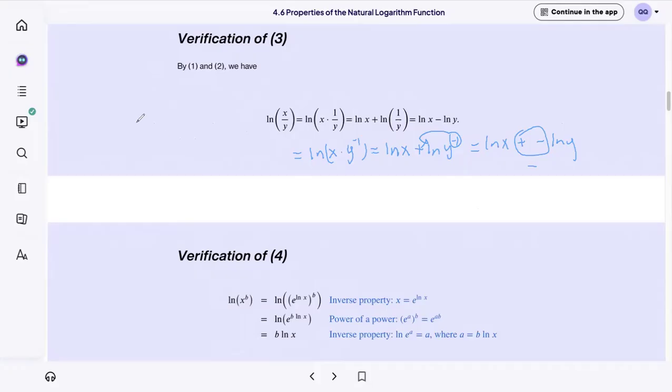So if we have ln of a very complicated expression, like a, b, c over d, e, when we split, the numerator splits into positive terms, and the denominator splits into negative terms. All right, just a rule of thumb.